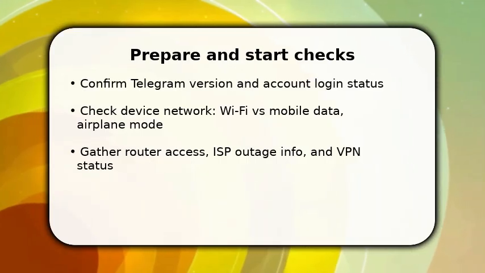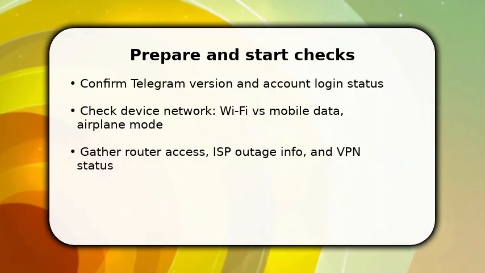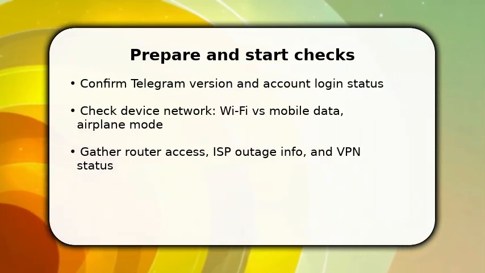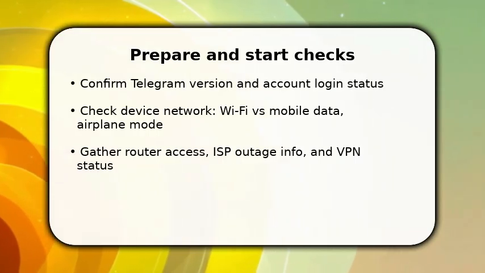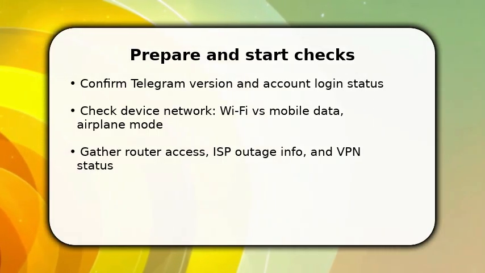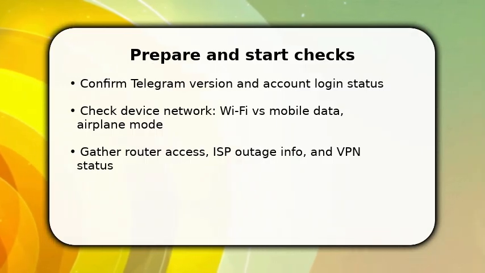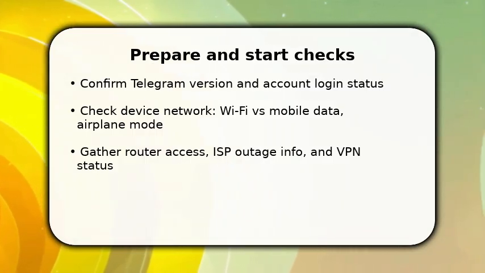You begin by confirming the essentials. Check Telegram is updated and you're logged in. Next, inspect the device network, toggle Wi-Fi and mobile data, disable airplane mode, and test a browser. If you use a VPN or proxy, turn it off temporarily to isolate the issue.